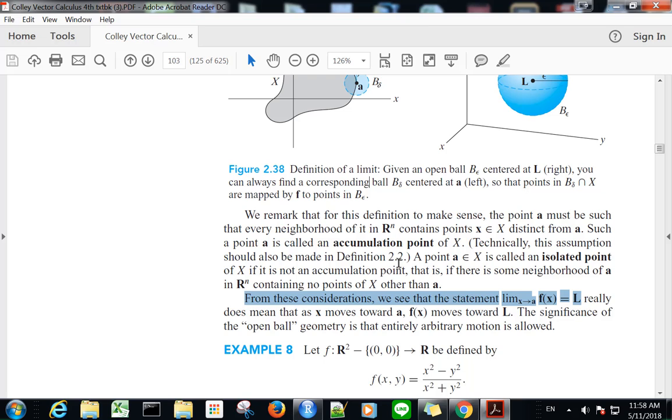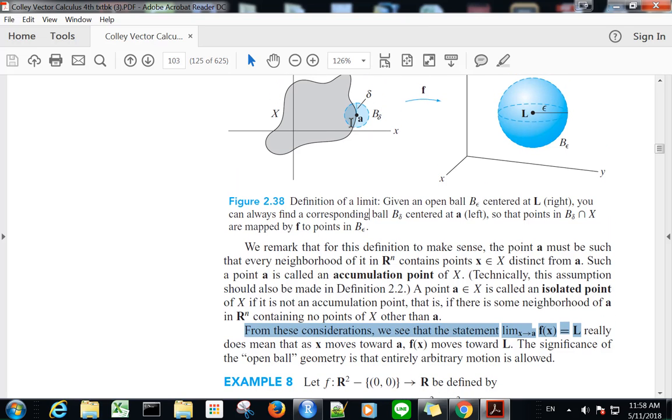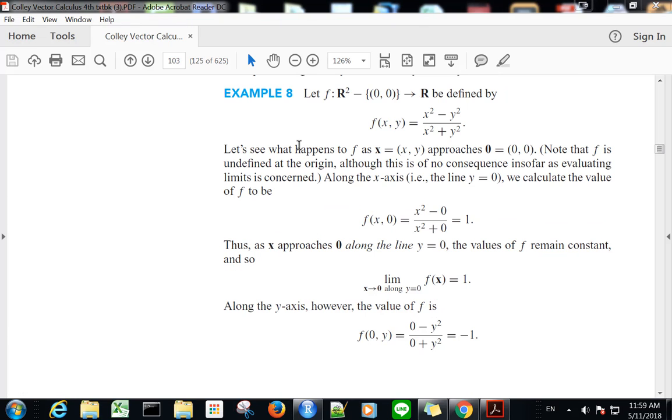I'm not quite sure what she means, but I think I know what she means. She means you can get close to A in all kinds of paths. Like you can go from here directly to A, or you can go from here, as long as you stay within the ball and go to A, you still should be getting closer and the value of the function should be getting closer and closer to L. Well, we'll see why that makes sense in a minute.